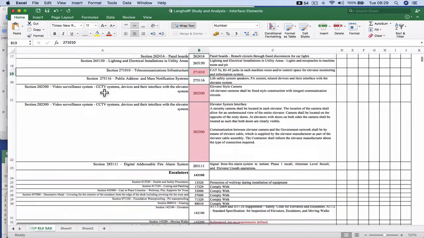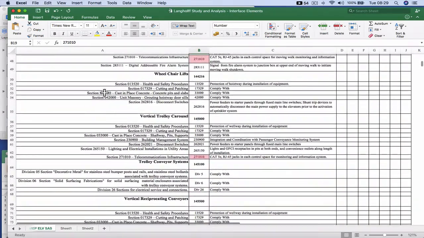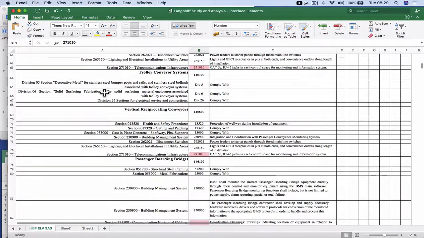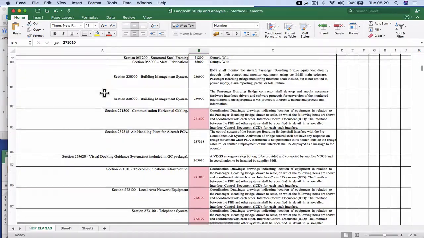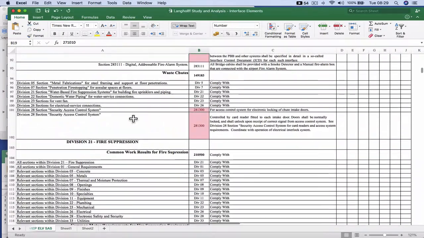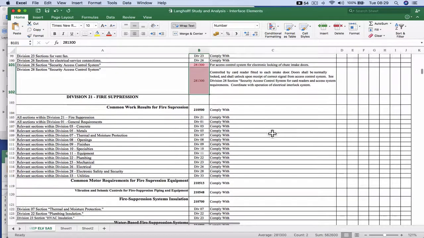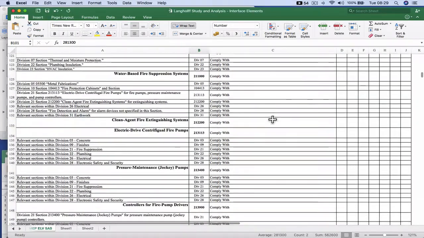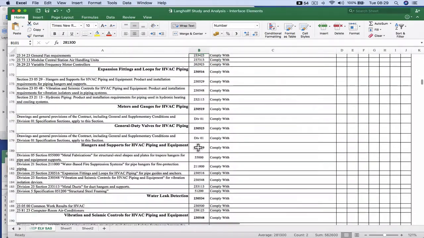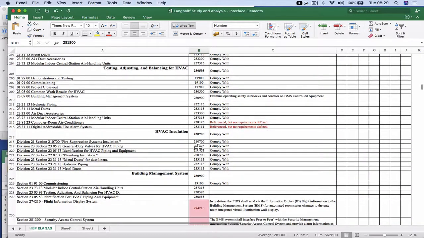So this requires going through every single specification that might or could have an interface to ELV, SAS, some type of communications interface. Even the waste chutes, people may not even think there's some kind of interface, but there's security access control interface. So these guys are highlighted so you know, where do I put it? So here you go into fire suppression, all of these. Okay, again, I've hidden some of the bits and pieces because I don't want to show everything on that particular airport.